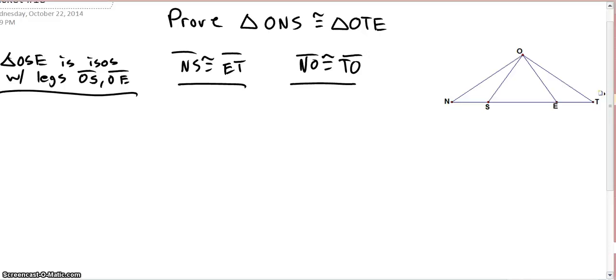This is number 18 from our proof packet. I've got my proof statement, my givens, and my diagram. Pause and copy them if you haven't. Alright, an isosceles triangle OSE with legs OS and OE.